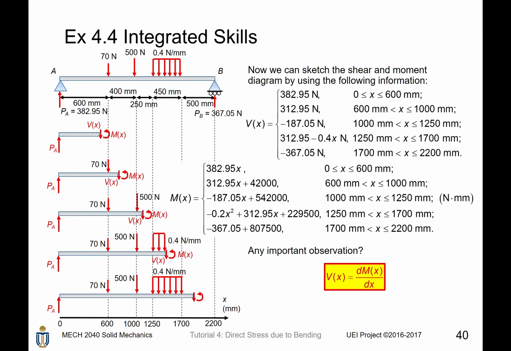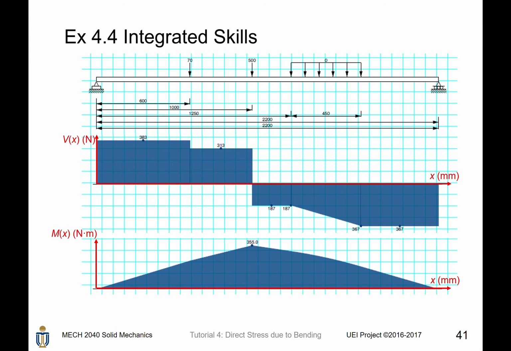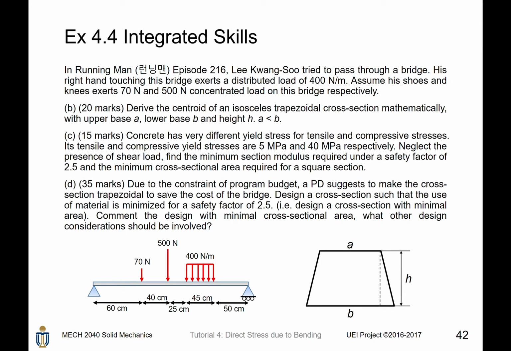Finally, we combine all our known results, the Vx for different sections, as well as the moment Mx for different sections. Also, we compute some boundary conditions, like the moment and the shear force at 600, 1000, 1250, 1700 and 2200. We compute all those boundary conditions such that we can sketch the shear force and the moment diagram. So the shear force and moment diagram is sketched in this way. Just now we dealt with the shear and the bending moment diagram of this beam.